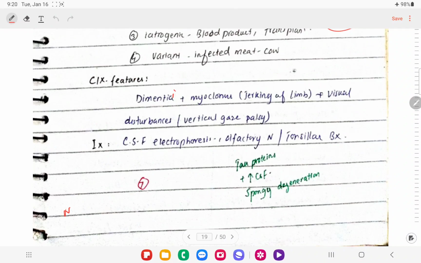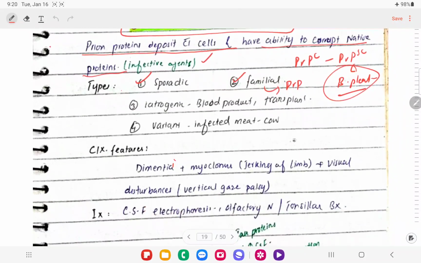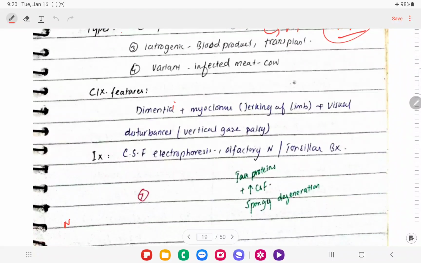So let's come back to our discussion. We have discussed the four variants of CJD, right? And now let's talk about the clinical features of this disease. This is one of the causes of dementia. If the patient is having dementia with myoclonus and visual disturbances like vertical gaze palsy, we are going to suspect the patient is having CJD, that is Creutzfeldt-Jakob disease.